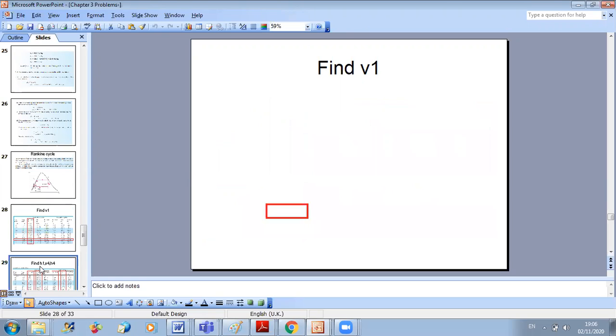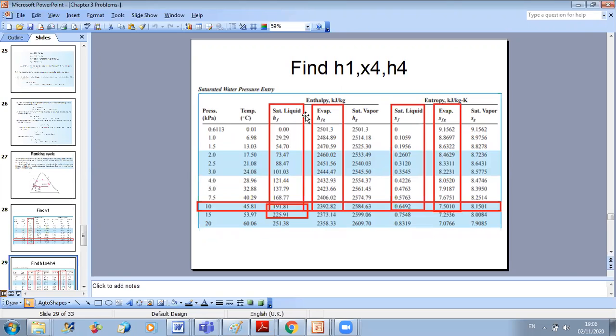So from this table you get specific volume, and going to another table you can get enthalpy. So here at 10 kilopascal you have the value. You need to find H1. So to find H1, it is at HF. You get that H1 is simply 191.81.